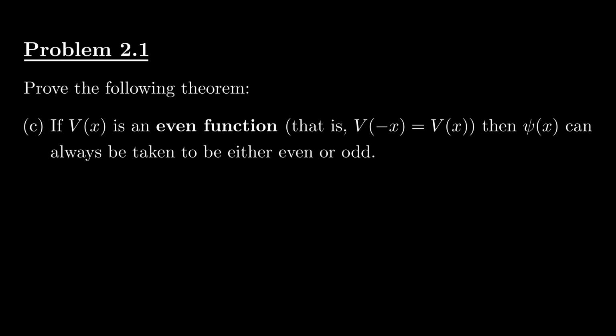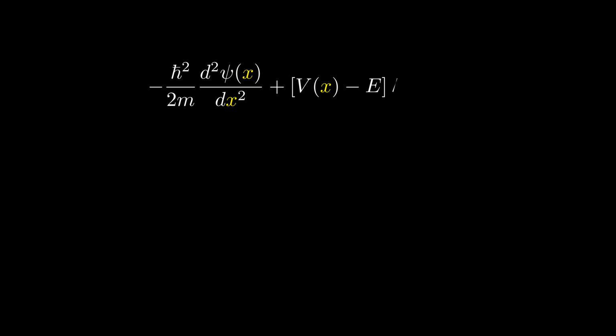Let's dive into Part C of Problem 2.1, where we explore the symmetry of wave functions. Specifically, we'll see how, if the potential is symmetric, the wave function can always be made either even or odd. Let's break this down step by step. Suppose we have a solution, psi of x, to the Schrödinger equation. Now let's make a substitution. We'll substitute x with negative u, where u is just a new variable.